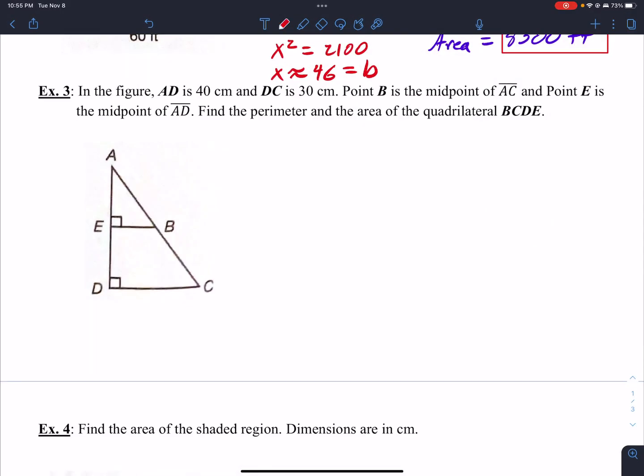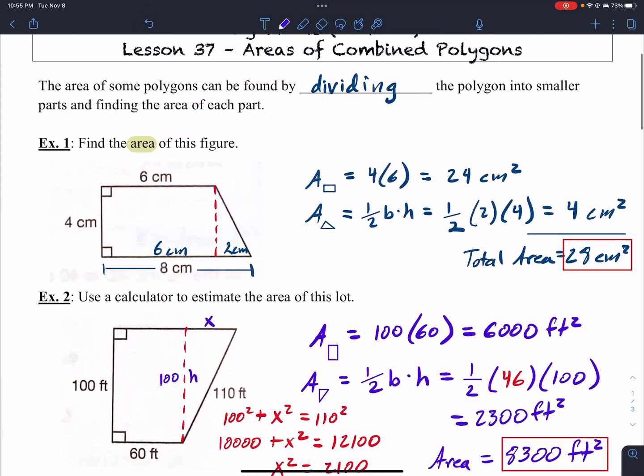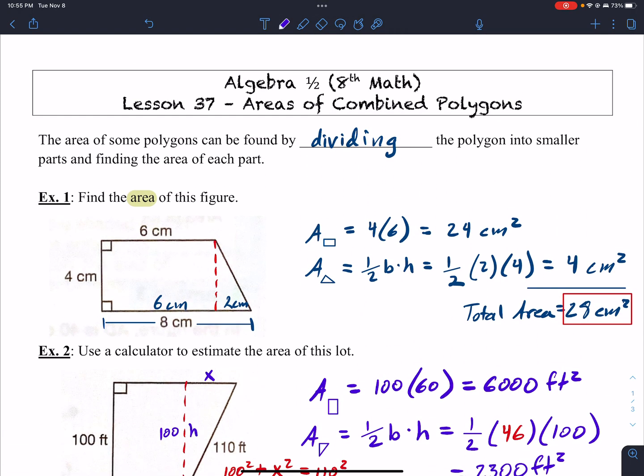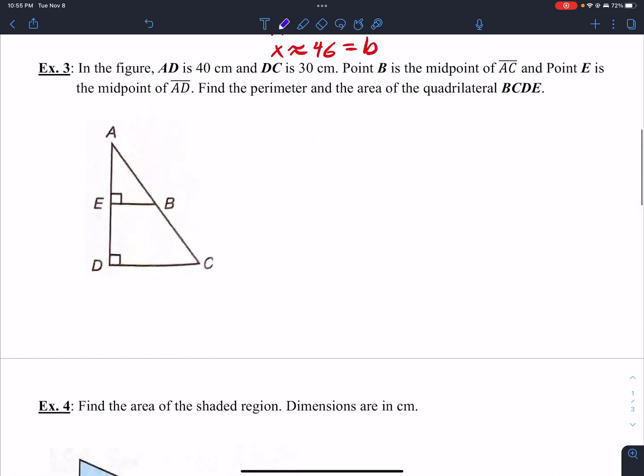All right, welcome to the second video following up on the first two examples for lesson 37, area of combined polygons. All right, example 3 here. Again, pause if you need to so you can copy down the example. In example 3, we've got a lot of information going on. There's going to be quite a bit of work involved in this problem.